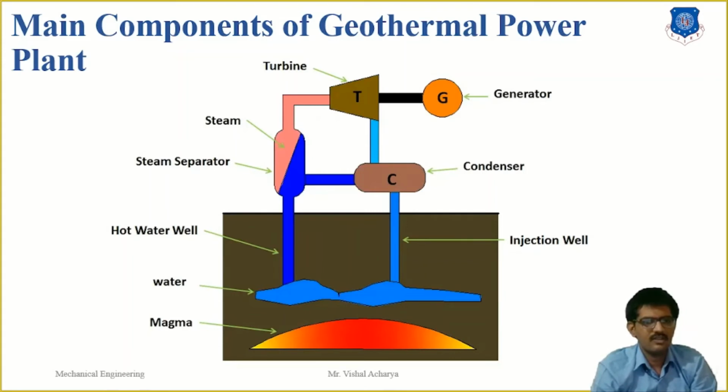Third, we have the steam separator. It is a device used to separate the steam from the hot water. The turbine is a rotating device that converts the kinetic energy of the fast-moving steam into rotational energy, also called mechanical energy. Next is the generator, which is coupled to the turbine shaft and converts the mechanical energy of the turbine into electrical energy. We also use the condenser, which changes the exhaust steam from the turbine into water. And the injection valve is the well that is drilled in the earth to inject the condensed water again into the earth's crust.